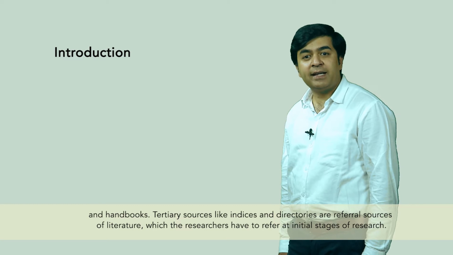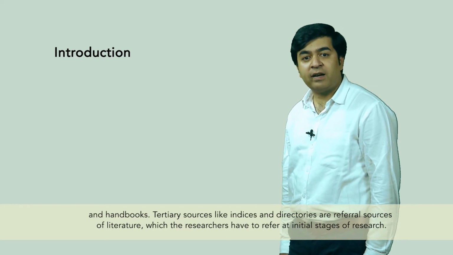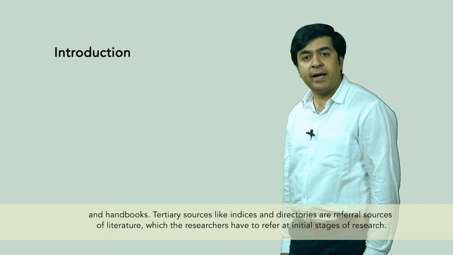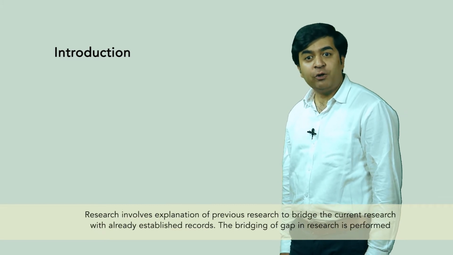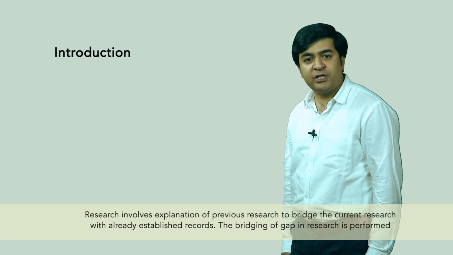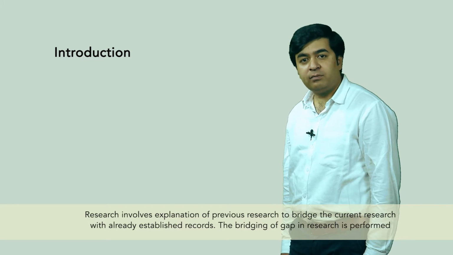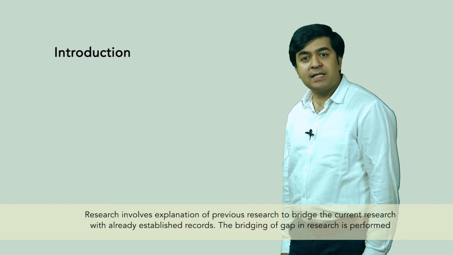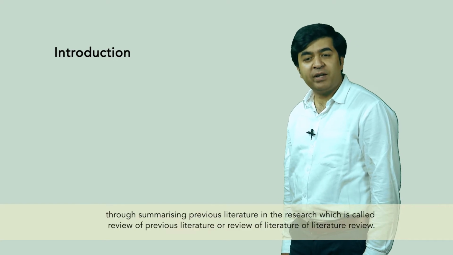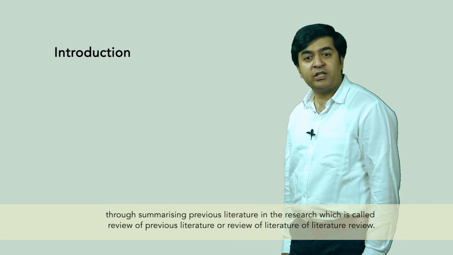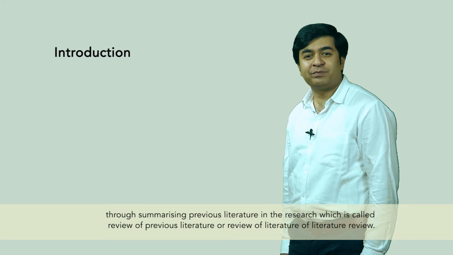Tertiary sources like indexes and directories are referral sources of literature which researchers have to refer to at the initial stage of research. Research involves explanation of previous research to bridge the current research with already established records. The bridging of the gap in research is performed through summarizing previous literature in the research, which is called review of previous literature or literature review.